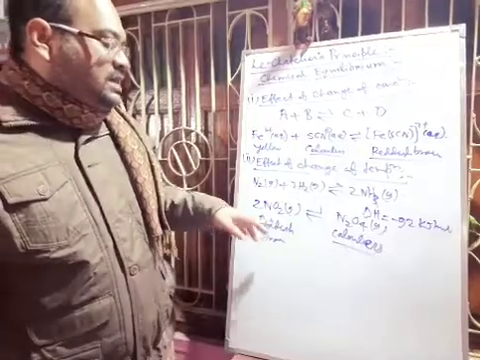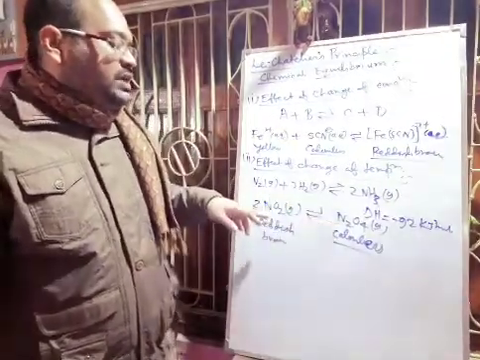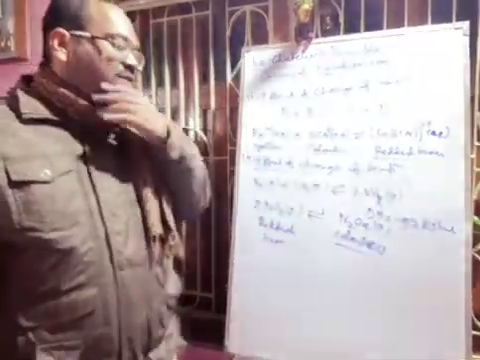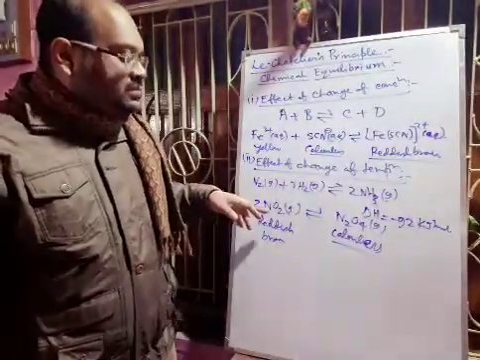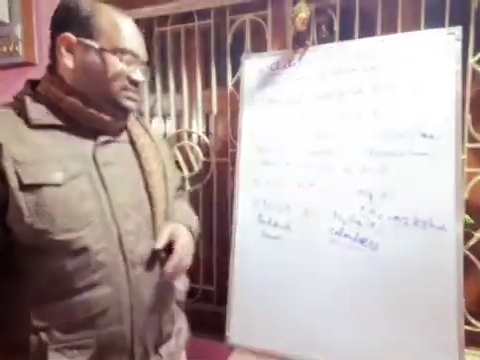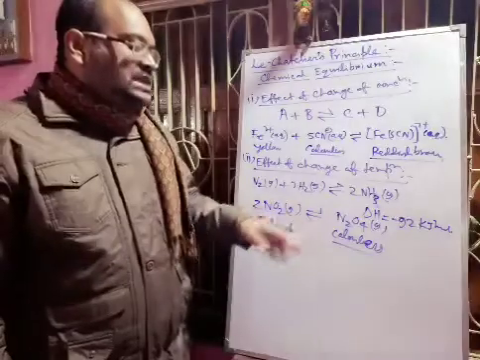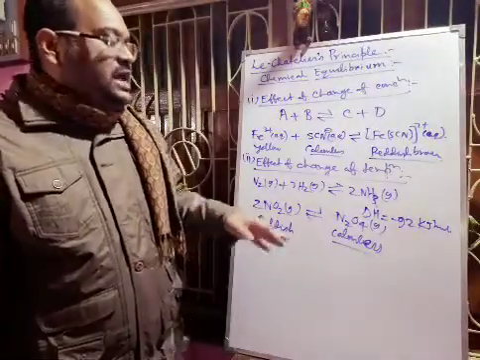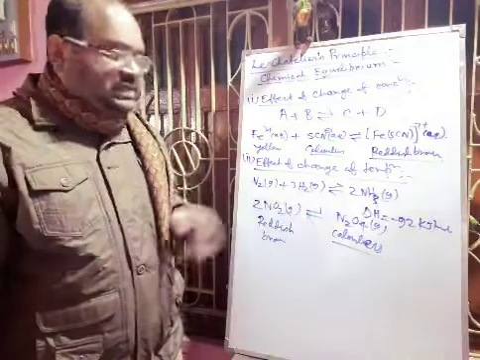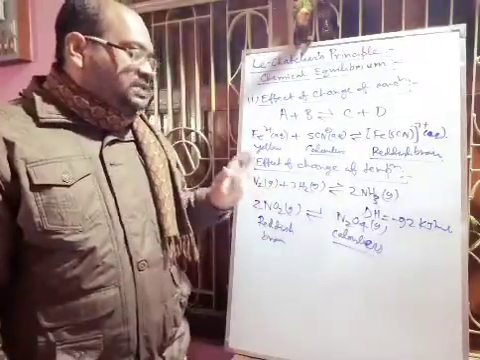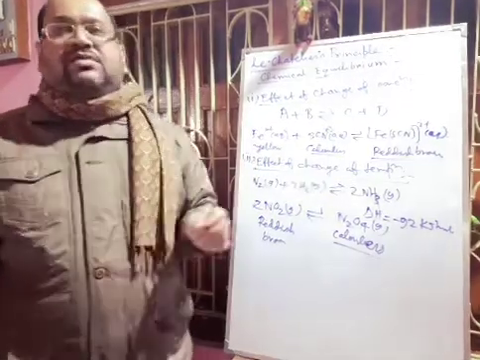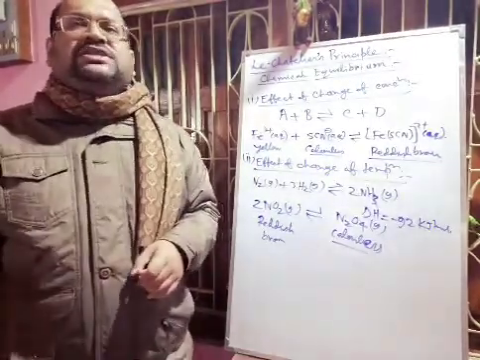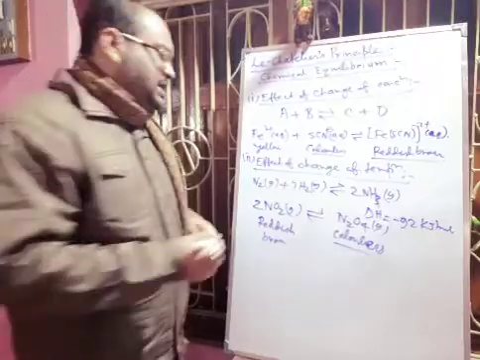That means whenever this is an exothermic reaction, if we decrease the temperature, definitely it will go in the forward direction. And if we increase the temperature, then what will happen? The reaction will go in the backward direction. Hope you can understand. So this is the effect of change of temperature on the equilibrium state. Next we will discuss the effect of change of pressure.